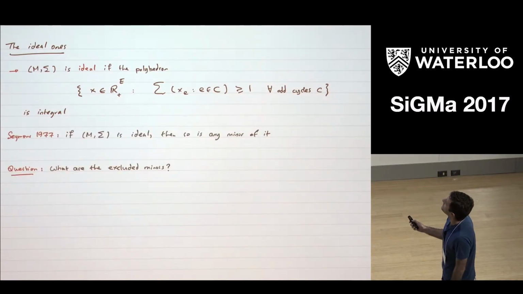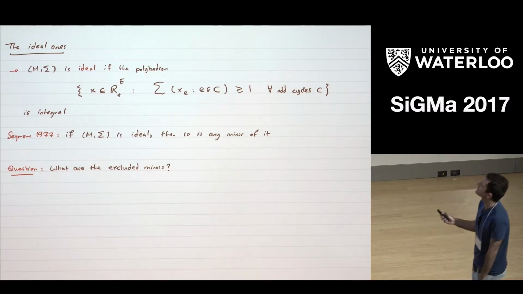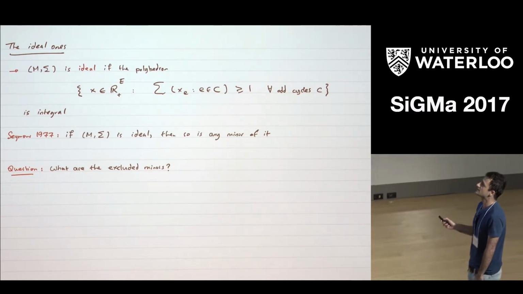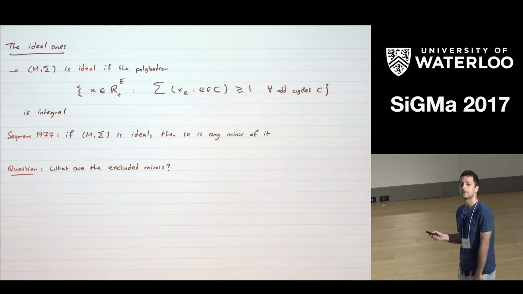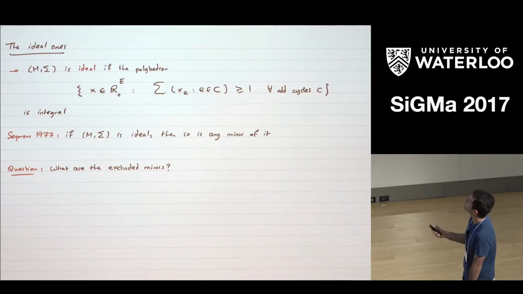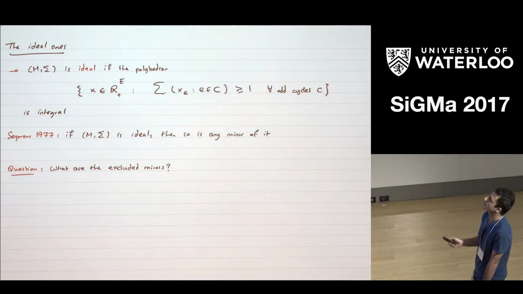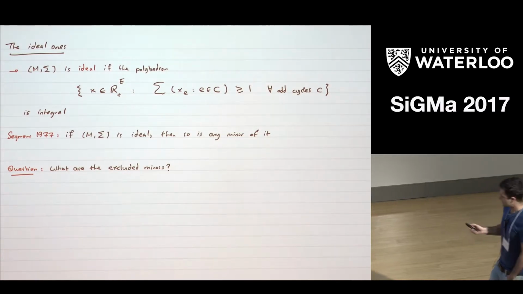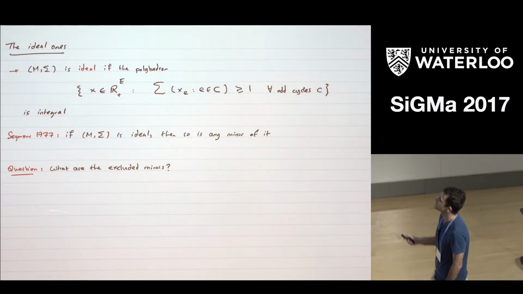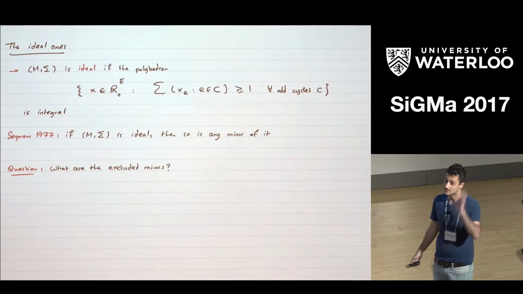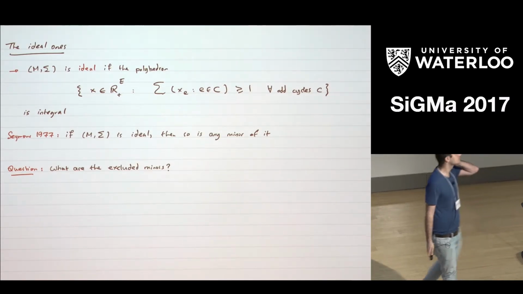The key observation is what Paul Seymour made in 1977, which is that if (M, sigma) is ideal, then so is every minor of (M, sigma). Essentially, minor operations in terms of this polyhedron correspond to restrictions and projections. And because those operations preserve integrality, the notion of idealness is closed under minor operations. And so the natural question comes about: what are the excluded minors for this minor closed class of signed binary matroids?